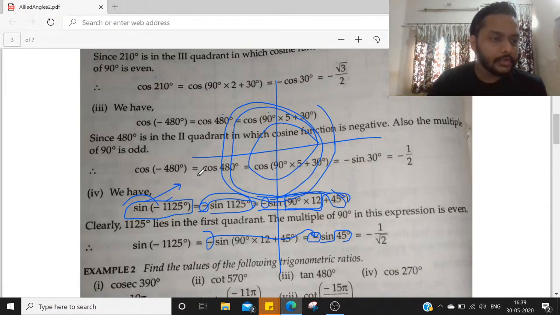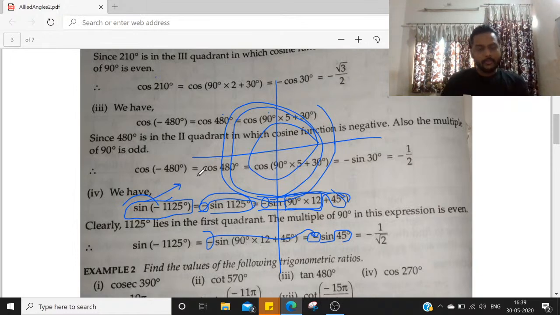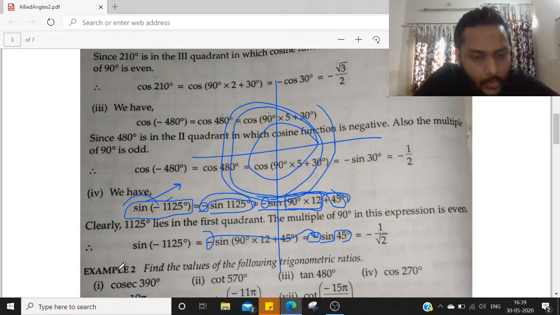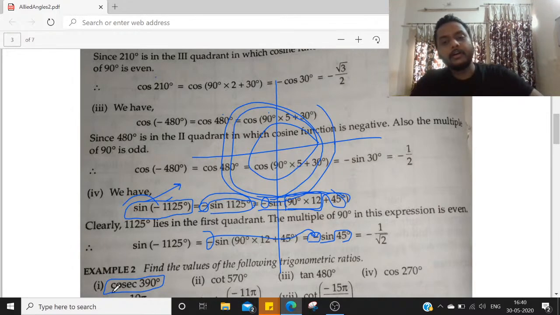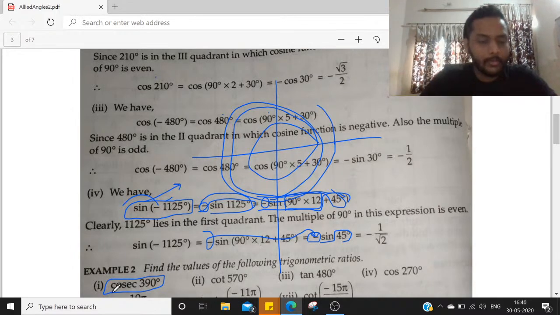Okay, so assuming that you are clear till here, let's move forward. The next question that we have is cosec 390. So can anyone do this, guys? Anyone of you would like to do this question, cosec 390 degree? How can we convert this from an obtuse angle, or from a very big angle, to an acute angle?